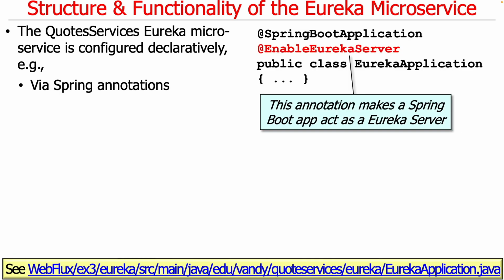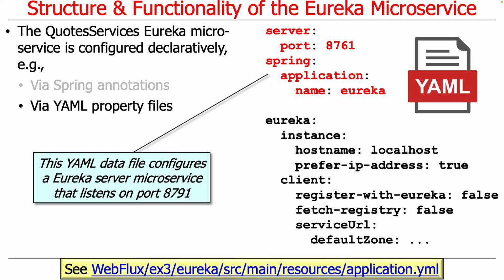It's declarative. The way that the Eureka microservice works is by having Spring annotations. So you can say, this class, Eureka application, uses the Eureka server features by using the @EnableEurekaServer annotation. So that says, this is now a Eureka server. Thank you very much. And we've also got some YAML files.